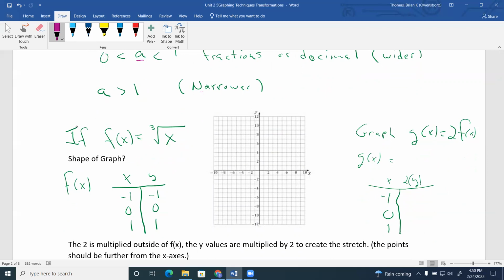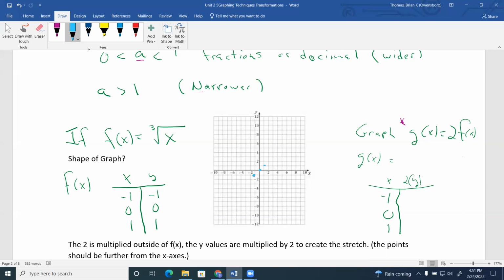So if I look at the parent function f of x equals the cube root of x, and we want to graph then g of x is going to be this 2 times f of x. Again, we're going to graph this based on our knowledge of the parent function. So the ordered pairs were -1, -1, 0, 0, and 1, 1, if you recall. So we have the -1, -1. Again, I want to do that in a lighter color. So this -1, -1, this 0, 0, and this 1, 1.